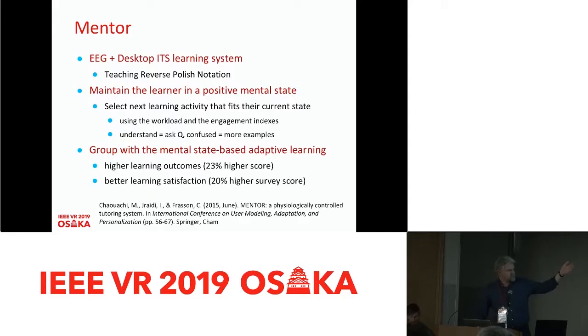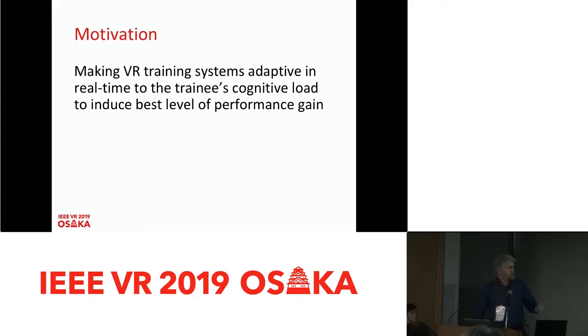And they found when they tested with the group with and without the EEG feedback, then the group that had the feedback were able to achieve higher test scores and also enjoyed using the system more. So this is an example of how you can combine EEG with an intelligent tutoring system on a desktop to provide real-time feedback and training. But nobody had done this type of work for virtual reality. So what we want to explore is, can we make virtual reality systems adaptive in real time to the trainer's cognitive load to produce the best type of performance gain.